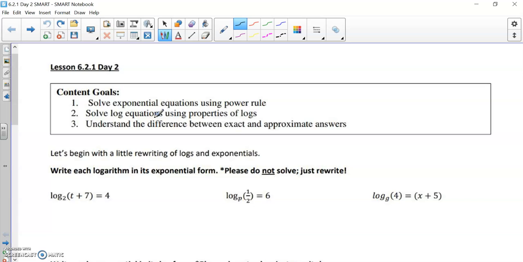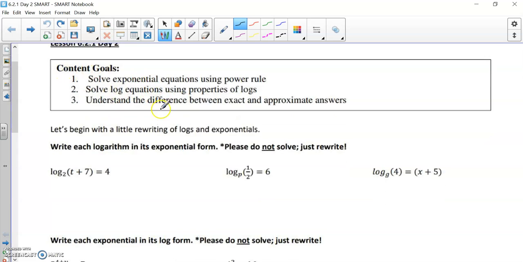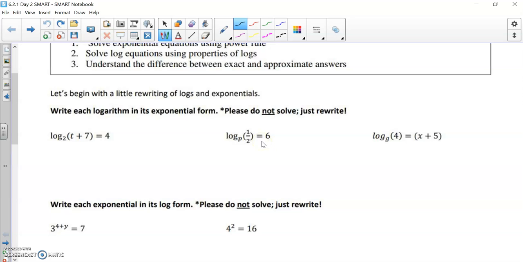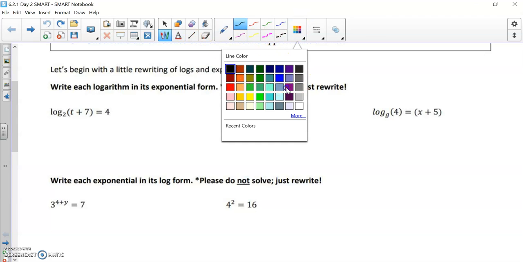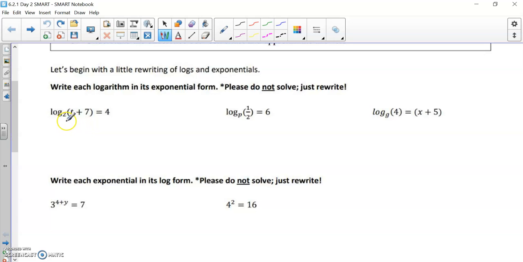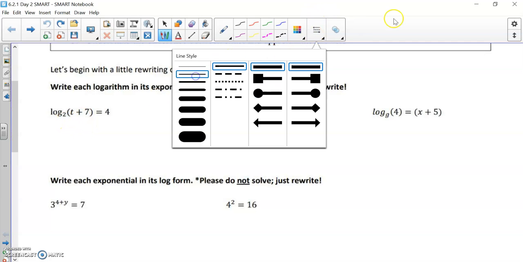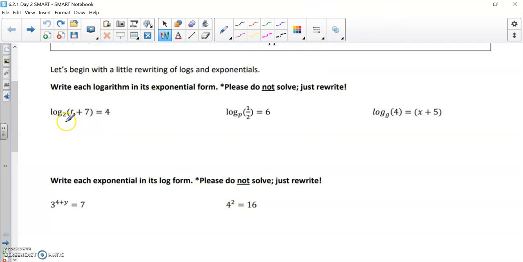We are going to continue talking about solving exponential equations using the power rule, but also we will be solving log equations as well, and they will be a little bit more involved than the ones that we talked about yesterday. So let's start by going over converting things between log and exponential form. We have to make sure that we're pretty solid with that in order to successfully solve these equations.